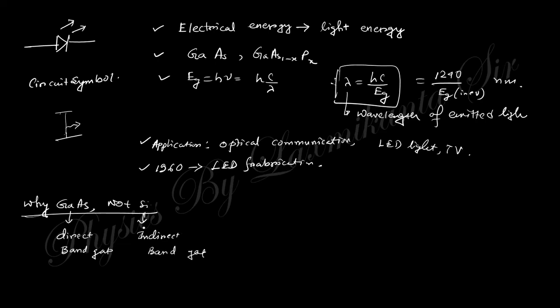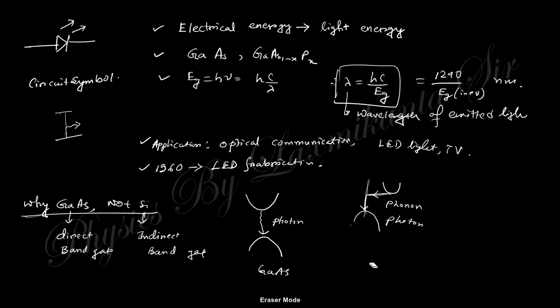For a direct band gap material, if you know about the conduction band and valence band in k-space, this will be the direct band gap material, whereas in silicon this will be an indirect band gap material. Then what happens? For a direct band gap material, the transition occurs like that, and only a photon is emitted, but in an indirect band gap material the transition has to involve a phonon, the vibrational quantum, and then a photon. So this is for gallium arsenide and this is for silicon.